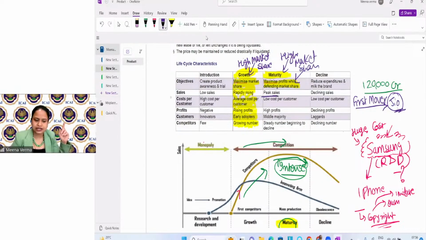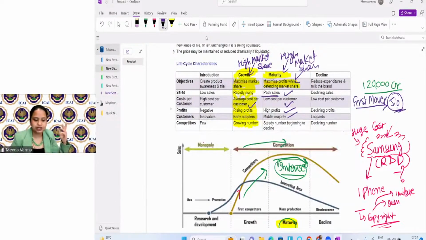Okay? Peak sale: the sale is the highest and there is not a steep increase in sale, but whatever the sale is, that will be the highest sale for the company and will not go beyond that. So the company will have the highest sale here, and the cost is less because you have already recovered the research and development cost in the growth stage. So now the cost per unit will decrease and profit is high, but it is not rising. It is a constant profit here. High profit, but constant profit.